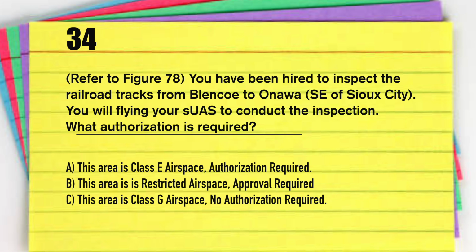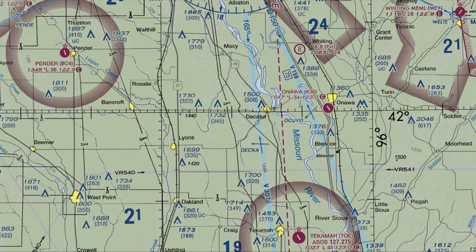Refer to Figure 78. You have been hired to inspect the railroad tracks from Blencoe to Onawa, southeast of Sioux City. You will be flying your SUAS to conduct the inspection. What authorization is required? Now open your supplement. If you don't have your supplement, you see I'm putting everything on screen. What you're looking for here are railroad tracks.